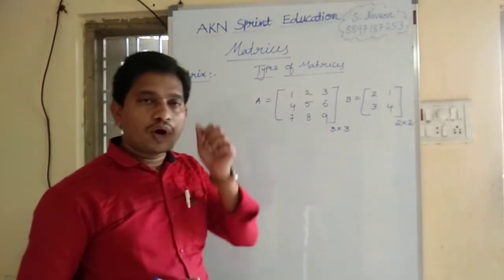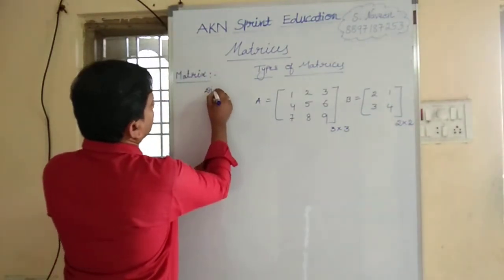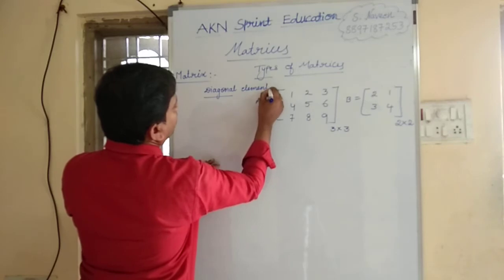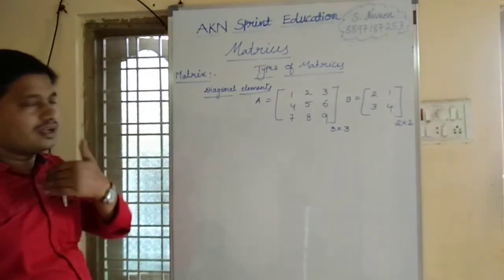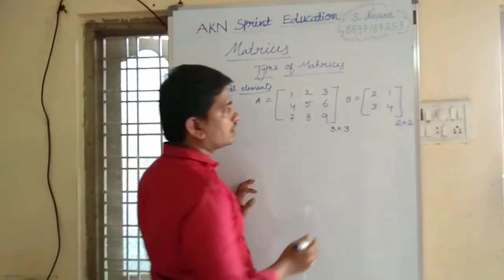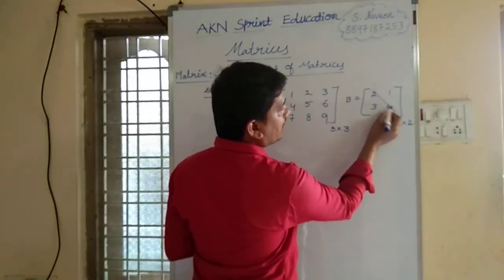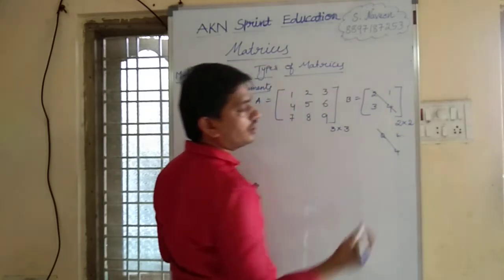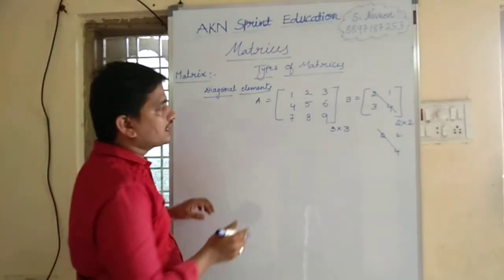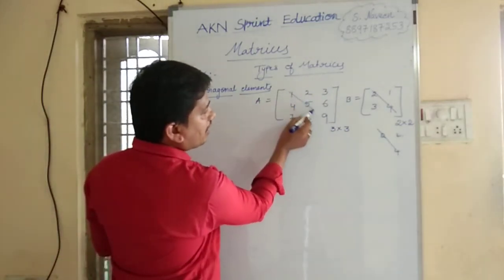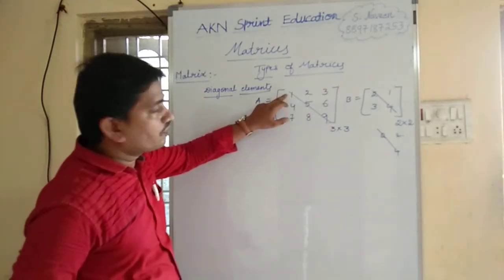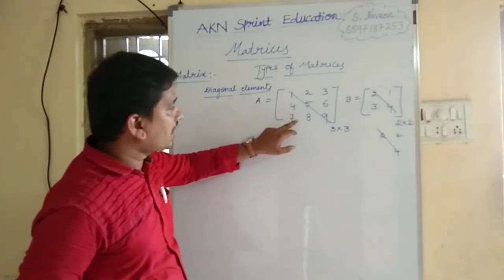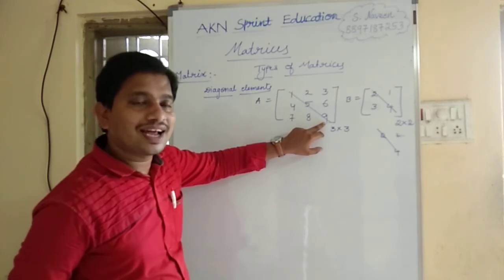Right? Now what do you mean by diagonal elements of a matrix? If you observe here, the elements 2 and 4 are called diagonal elements. In matrix A, the diagonal elements are 1, 5, 9. The first element of the first row, the second element of the second row, and the third element of the third row constitute the diagonal elements.